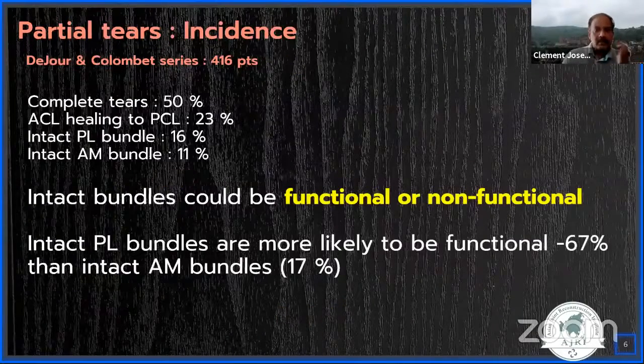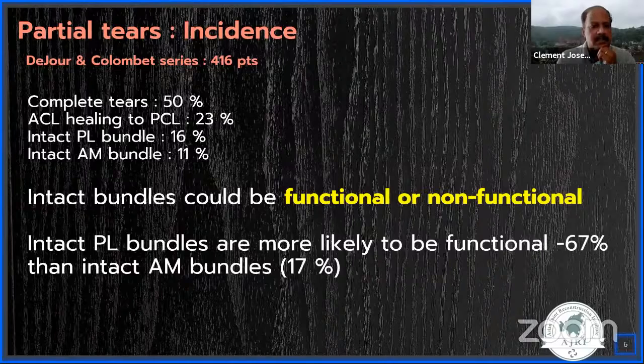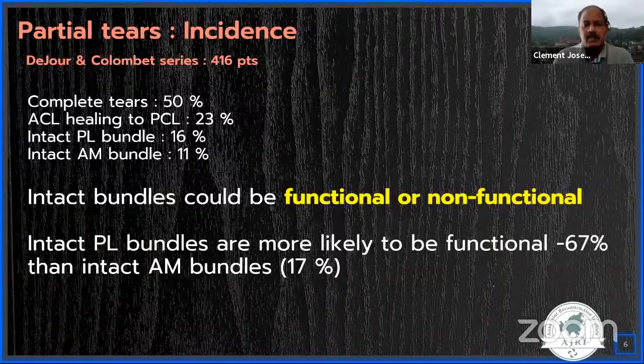In this series of nearly 416 patients by Colombe and Dijon, they observed complete tears in 50%, and they found in 23% the ACL remnant was healed to PCL. They were able to find out an intact PL bundle in 16% and an intact AM bundle in 11%. They also found out that intact bundles could either be functional or non-functional. They also found out that the intact PL bundles are more likely to be functional than an intact AM bundles.